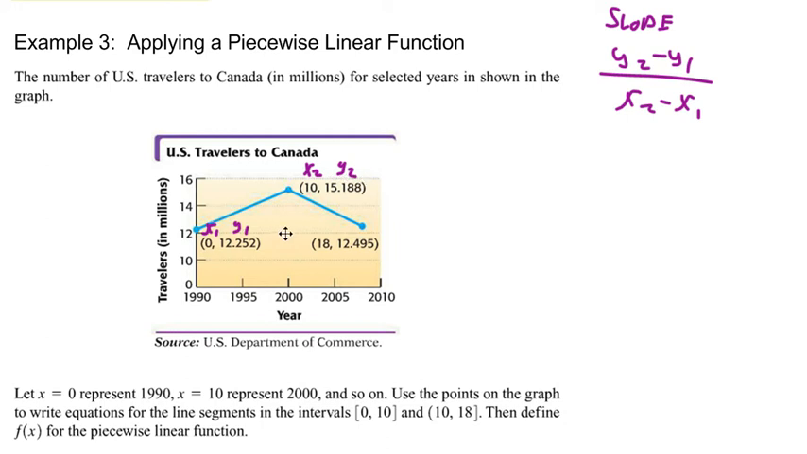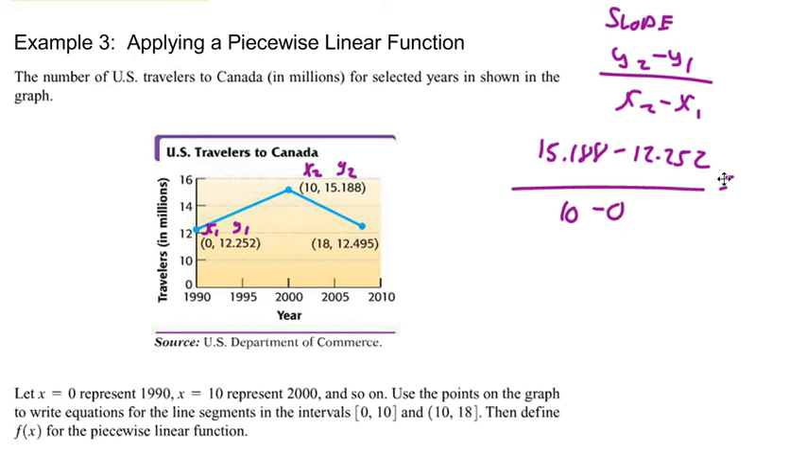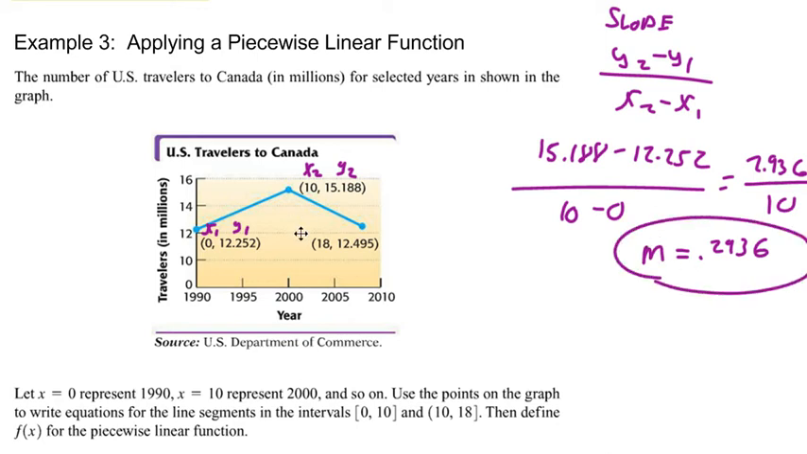So 15.188 minus 12.252. Let's definitely bust out the calculator. This represents y2 minus y1, all over 10 minus 0. Using the calculator, in the numerator we'll get 2.936, and we'll get that all over 10. You could also reduce that, being 0.2936. Again, this stands for our slope, and I'm going to label that as m. So we found our slope of this line.